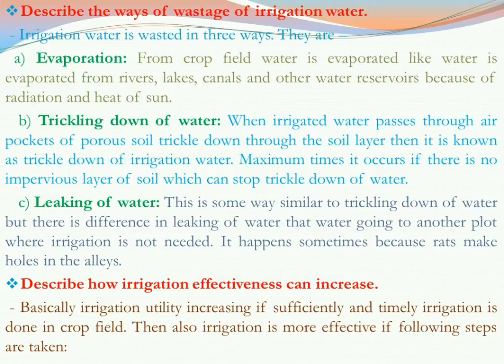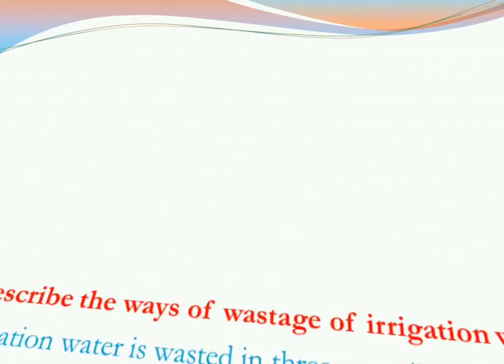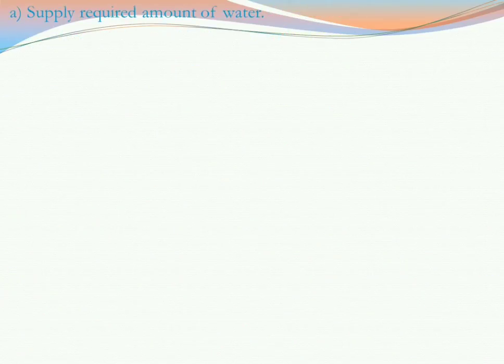Basically, irrigation utility increases if sufficient and timely irrigation is done in the crop field. Irrigation is also more effective if the following steps are taken. If we can take these steps, then it should be beneficial for the crops. Now let us see the steps we can take. Supply the required amount of water.